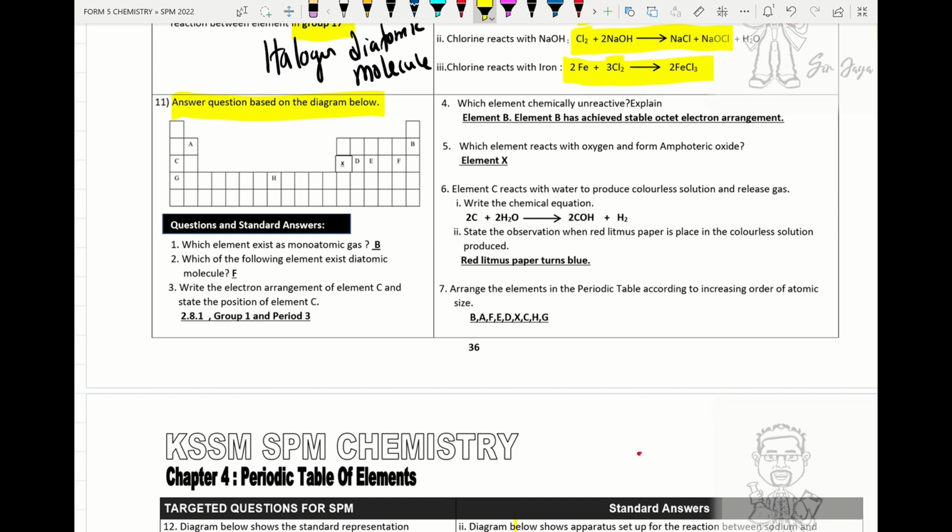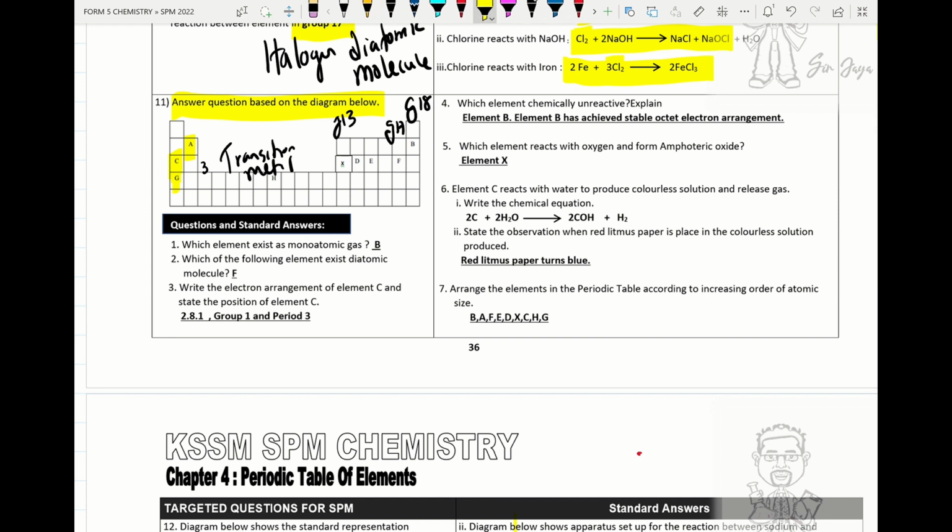Answer the question based on the diagram below. These two elements are from group 1, this is group 2, and groups 3 to 12 are known as transition metals. This element from group 13, please circle this one. It can form amphoteric oxide and react with oxygen. This is a group 18 element, which exists as monoatomic gas, and this is a group 17 element, which exists as diatomic molecule.